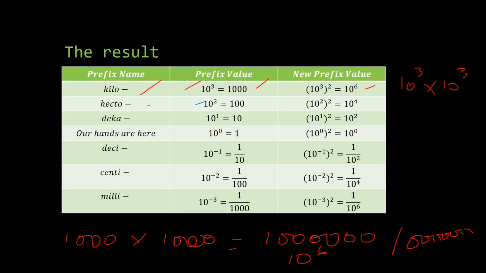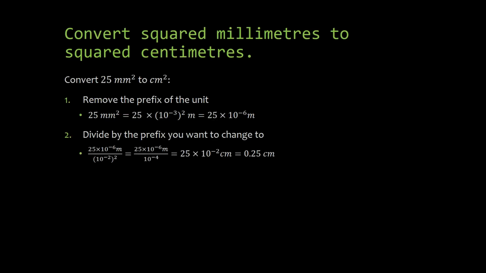So hecto, 10 to the power of 2. We now take 10 to the power of 2 and square it. We get 10 to the power of 4. Deca, 10 to the power of 1, which represents 10. We take that 10 to the power of 1 and square it, we get 10 to the power of 2, which is simply 100. So let's look at this and see how we can try out this little knowledge that we gained here. Let's simply convert square millimeters to square centimeters.